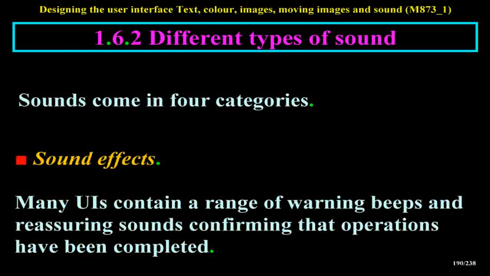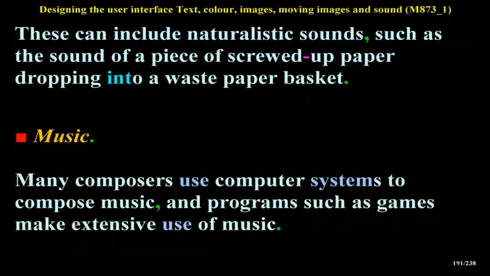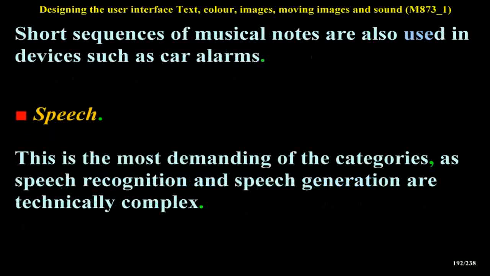1.6.2 Different types of sound. Sounds come in 4 categories. Sound effects. Many UIs contain a range of warning beeps and reassuring sounds confirming that operations have been completed. These can include naturalistic sounds, such as the sound of a piece of screwed up paper dropping into a waste paper basket. Music. Many composers use computer systems to compose music, and programs such as games make extensive use of music. Short sequences of musical notes are also used in devices such as car alarms.